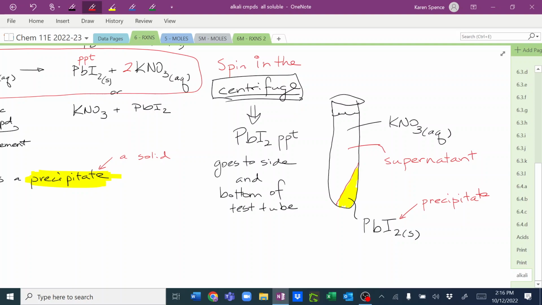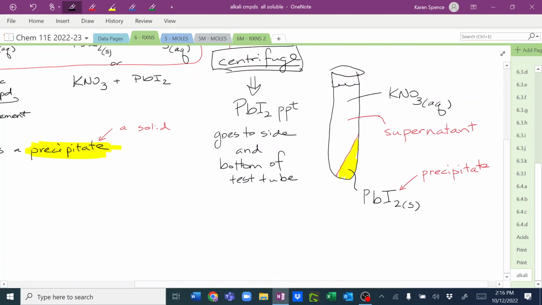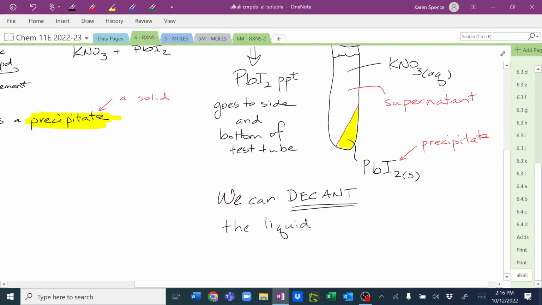And we can decant. Yes, it's literally just as easy as it could be. We can decant the liquid, pour it off, and leave the solid behind.